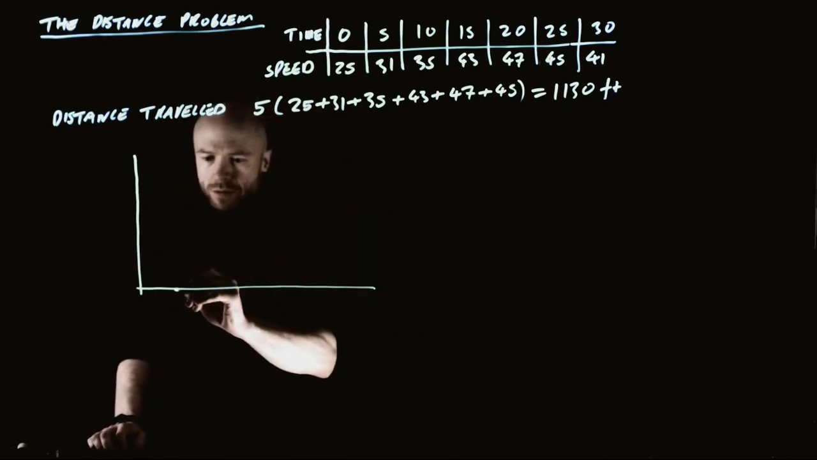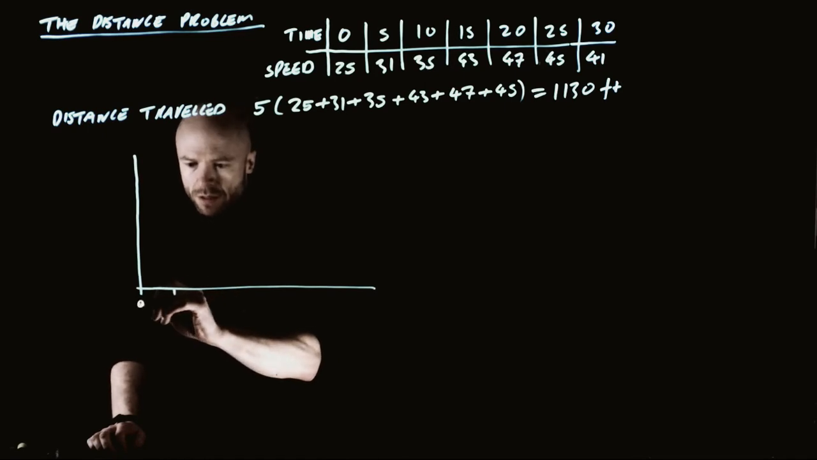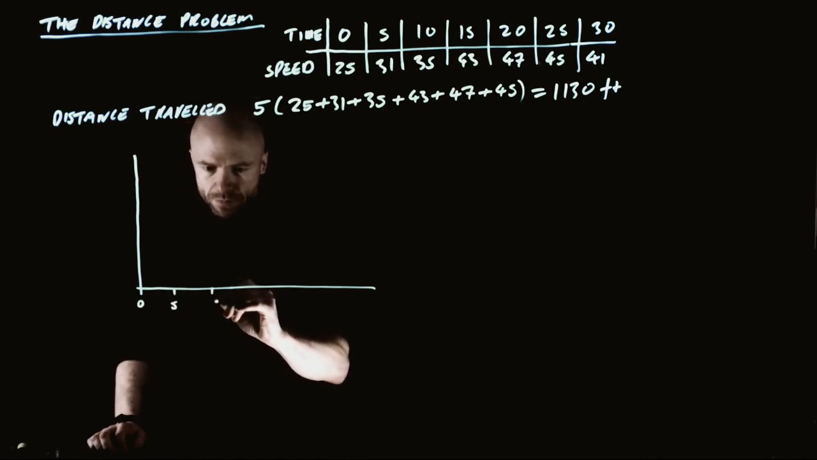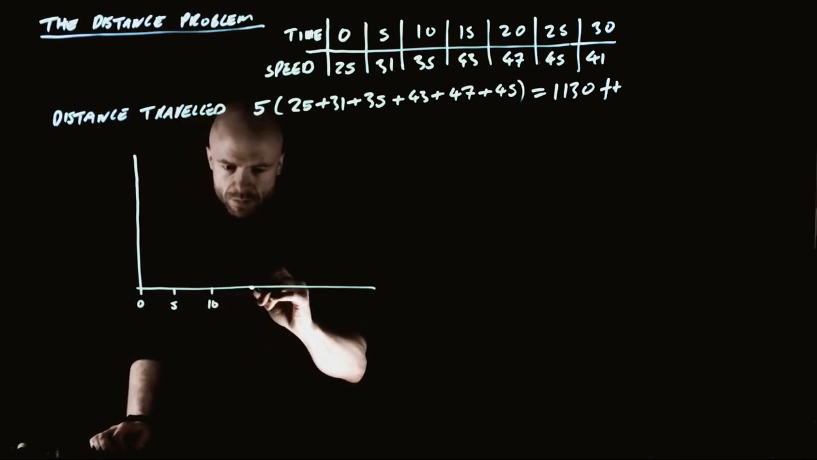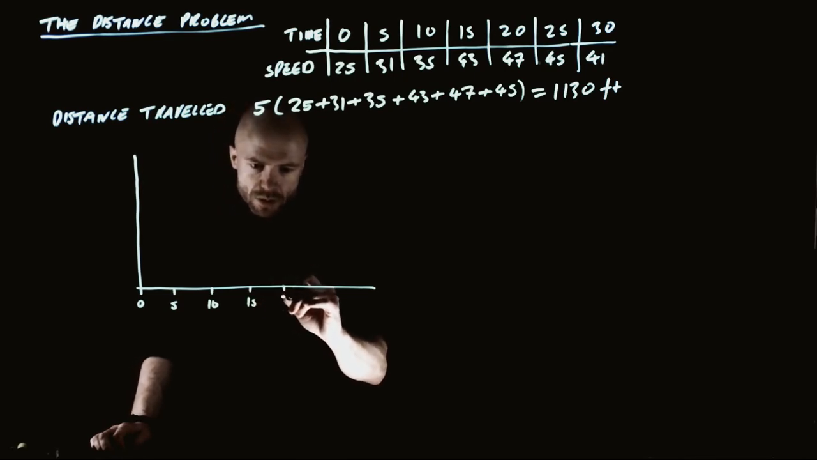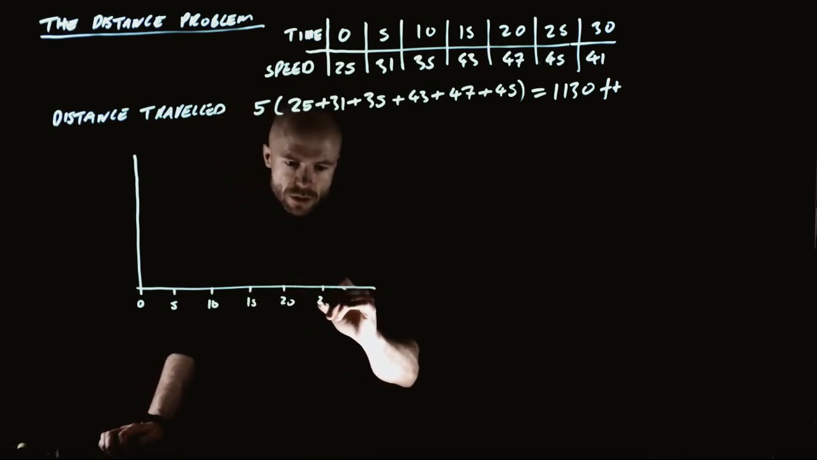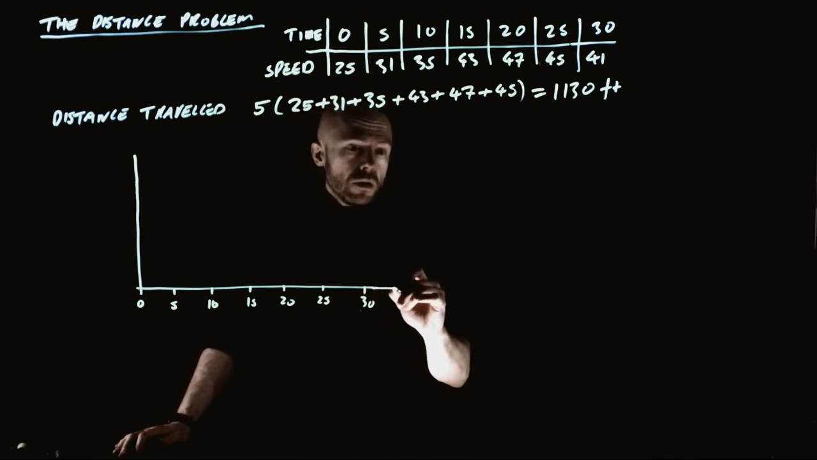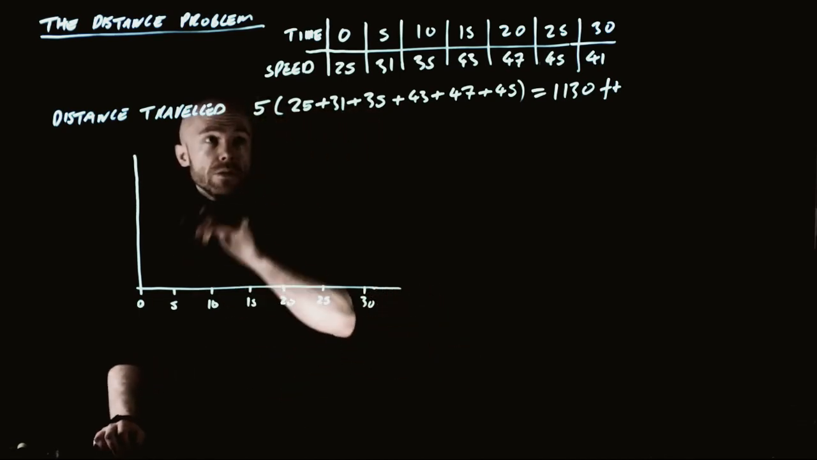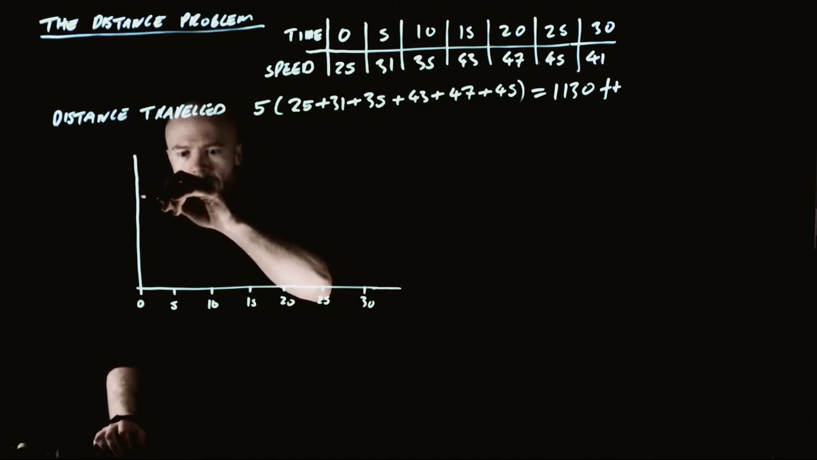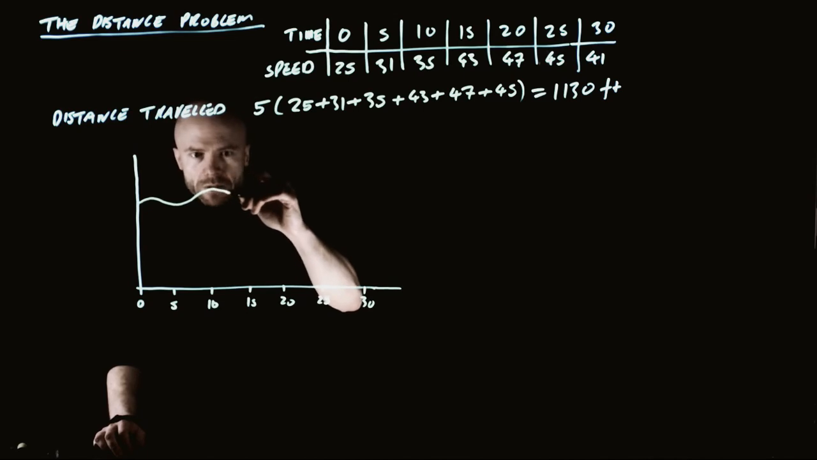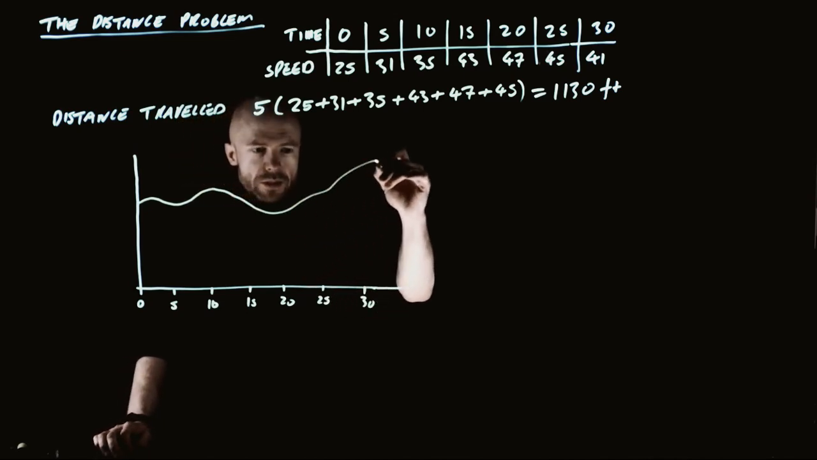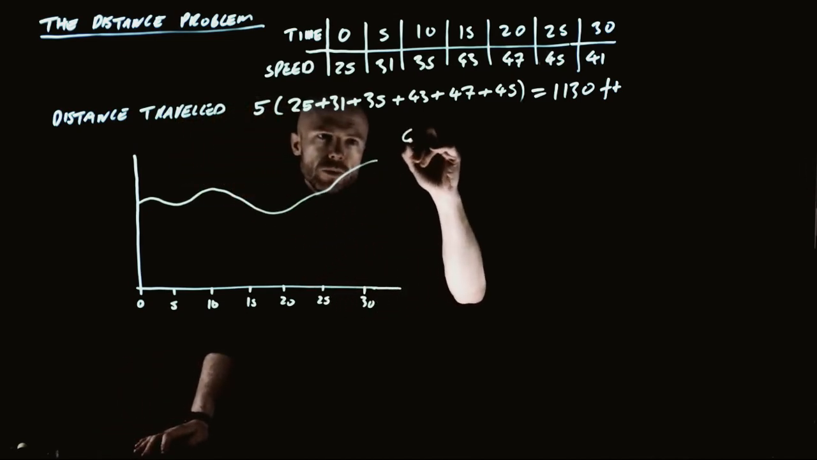What we're going to plot here is the graph of the speed function. I'm not going to make a good attempt at going up and down according to these numbers, but whatever. So let's say we're doing something like this. Let's say this is the speed. So, graph of the speed.